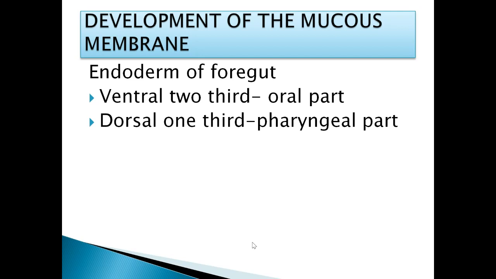The mucous membrane of the tongue develops from the endoderm of the foregut. The tongue has two parts, ventral 2/3 and dorsal 1/3. The ventral 2/3 is called the oral part and the dorsal 1/3 is the pharyngeal part. So we should see the development of the mucous membrane of the ventral 2/3 and dorsal 1/3 separately.